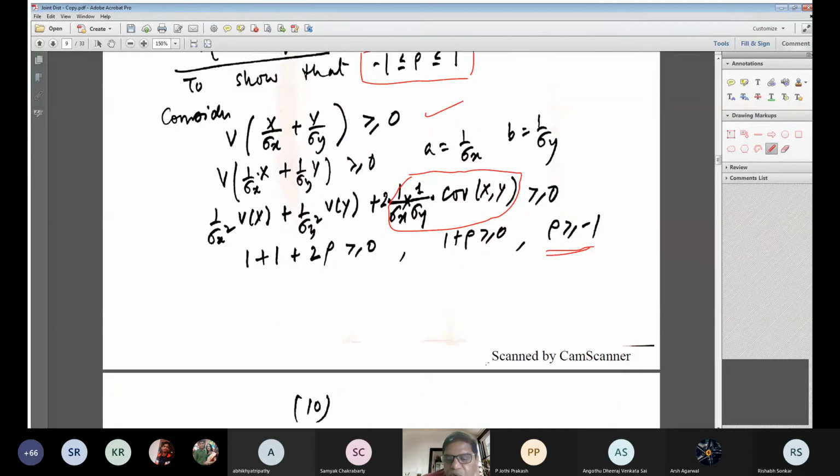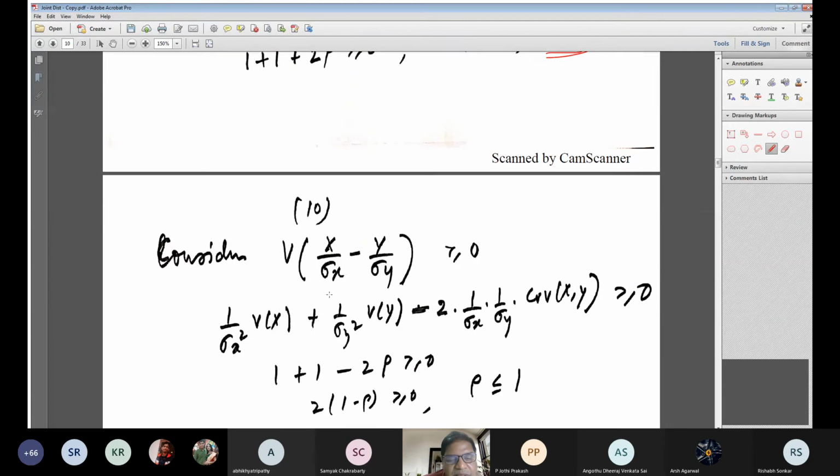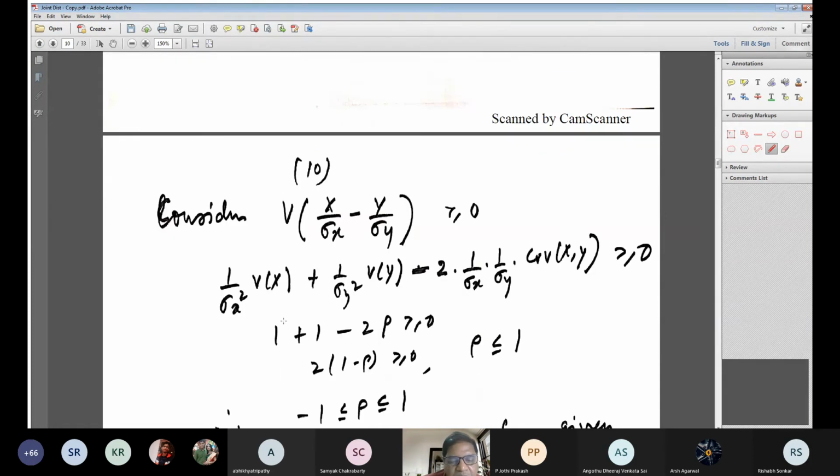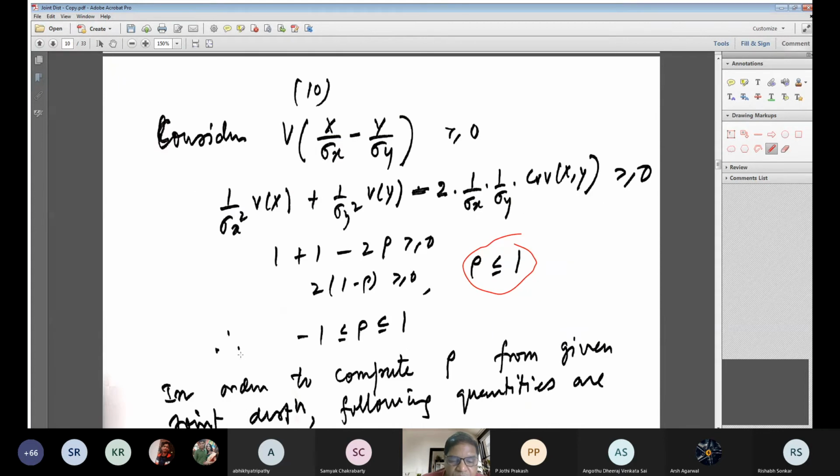Similarly, to prove that it is less than 1, we consider the minus expression, variance of x over sigma x minus y over sigma y. This is greater than 0. And we just follow the previous steps, and you will see that rho is less than 1. So the derivation is simple here. So ultimately what we have seen is that rho lies between -1 and 1.